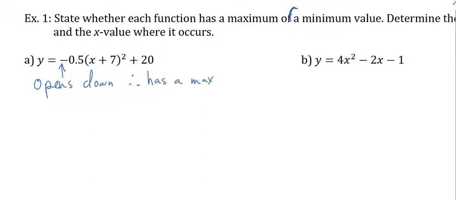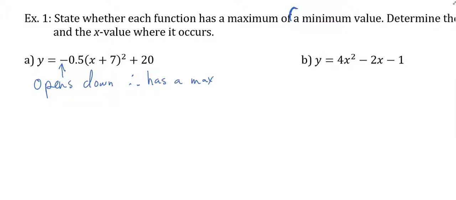Brooke? Why? What does the 7 do to the graph? Anybody? Shifts where? To the left. Shifts sideways. So that's not going to tell us about our max or min, is it? So what else could it be? Jess, do you know? 20. Why is it 20? So it's shifted up 20, and that's as high as it's going to go. Does that make sense? So the vertical shift is 20.